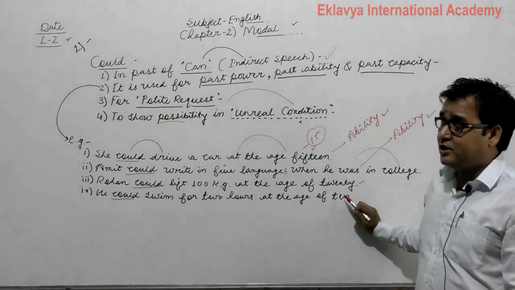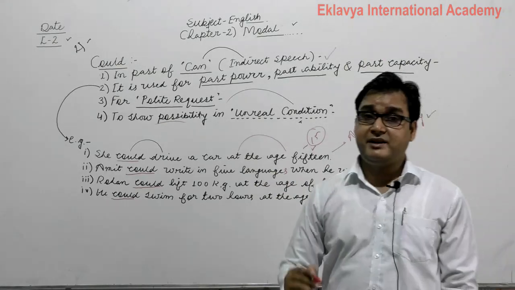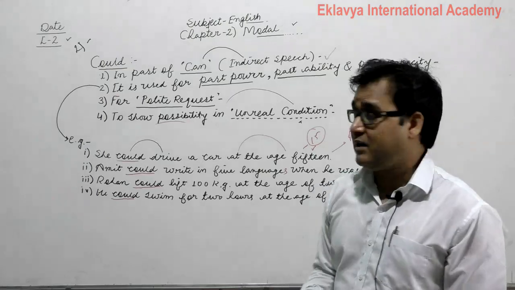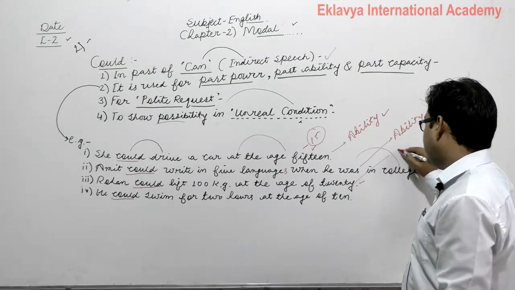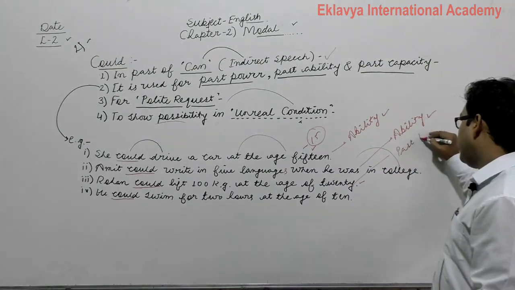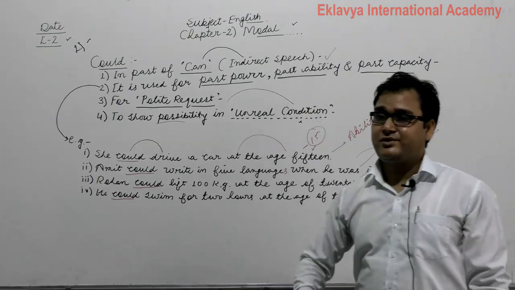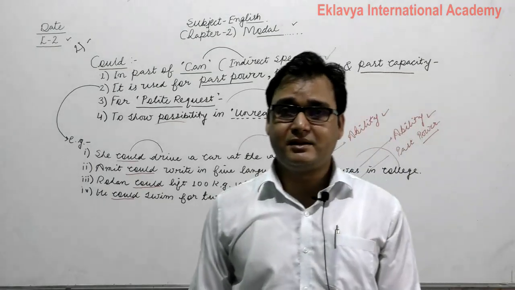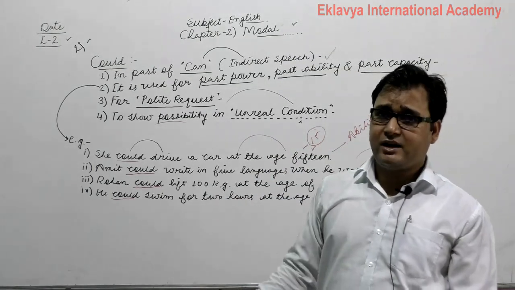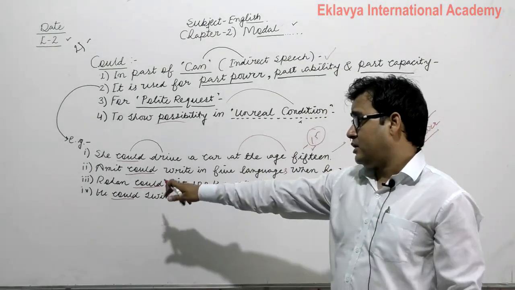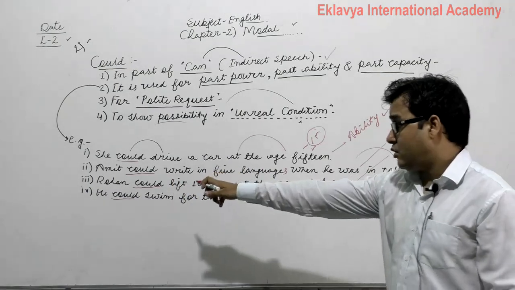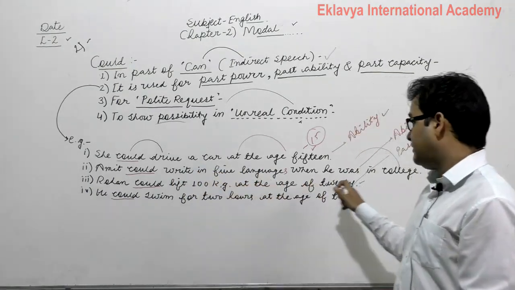20 मतलब 20 साल की उम्र में रोहन 100 किलोग्राम वेट उठा सकता था. It means that here what was there? It was Rohan's past power. It speaks about past power. अभी चाहे वो 300 kg उठा रहा है, 200 उठा रहा है, वो बात की बात है, वो practical illustration है. But right now we have mention about Rohan's past power. Rohan could lift 100 kilogram at the age of 20.